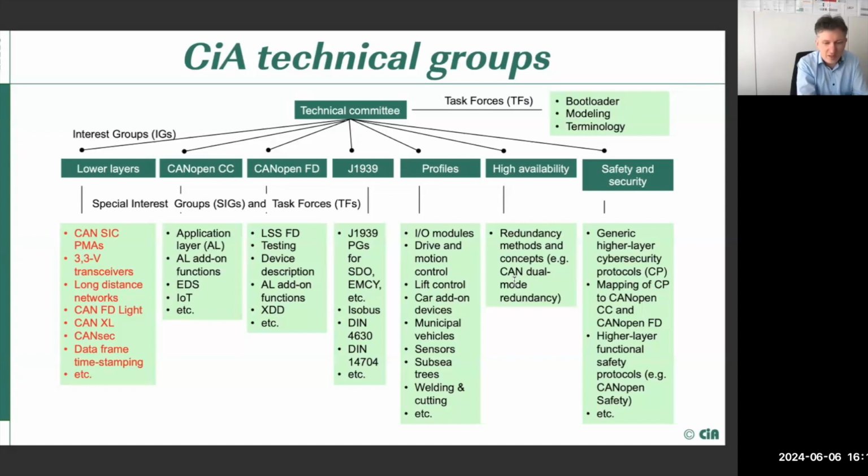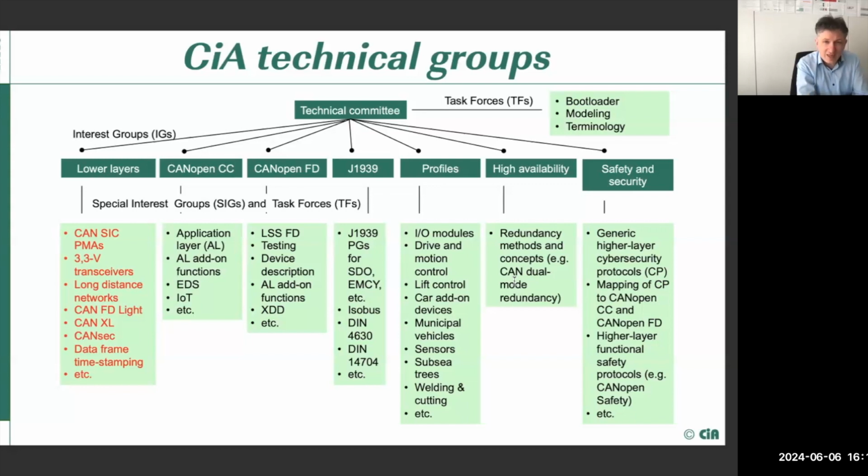There are so many things we have to define. So we said there are lower layers where we have the data link layer and physical layer of all three technologies. There are many working groups working on them, such as CAN-FD, Classic CAN, CAN-XL, CAN-FD Lite, data link layers and physical layers, and some additional stuff like special transceivers with reduced voltage, like 3.3 volt transceivers, and so on.